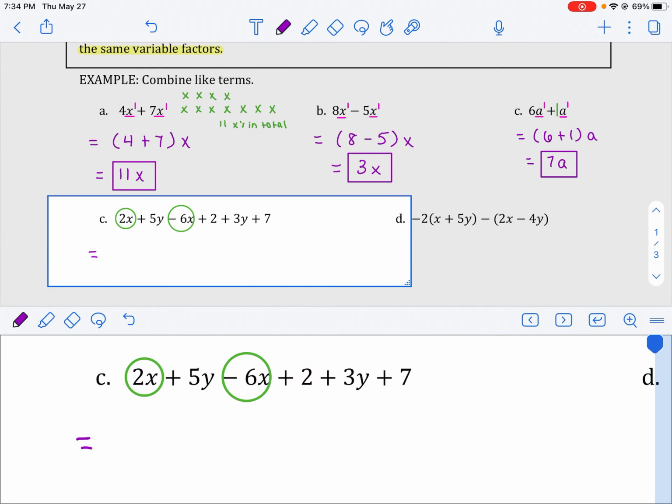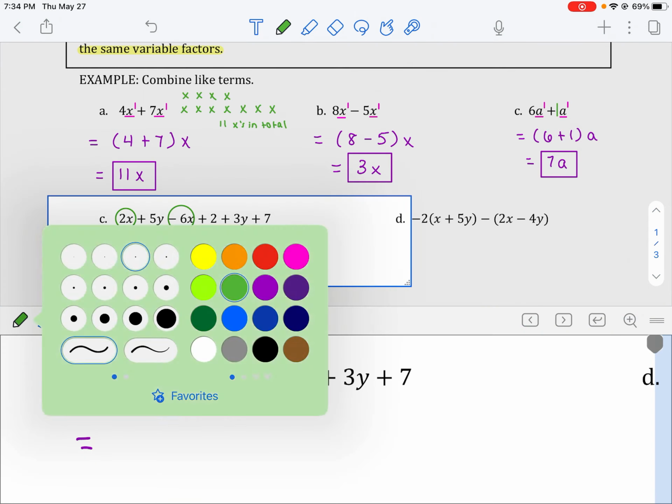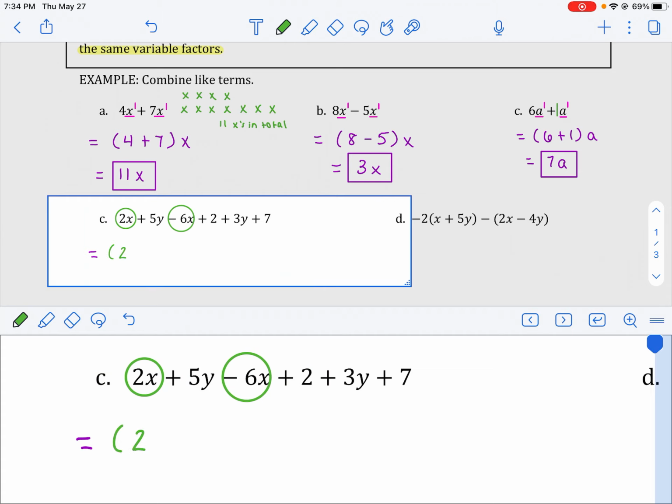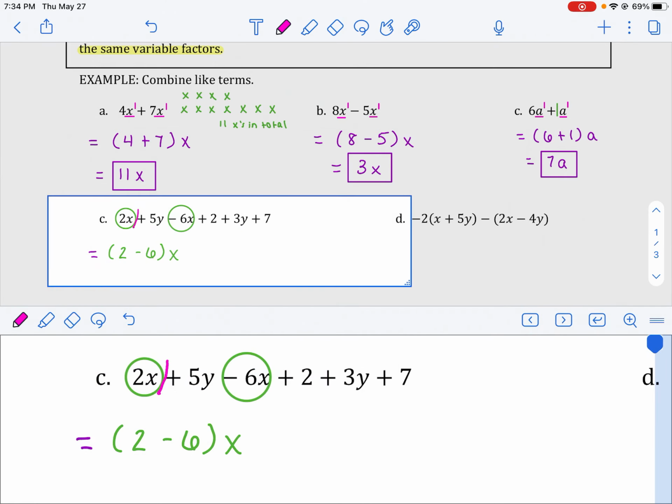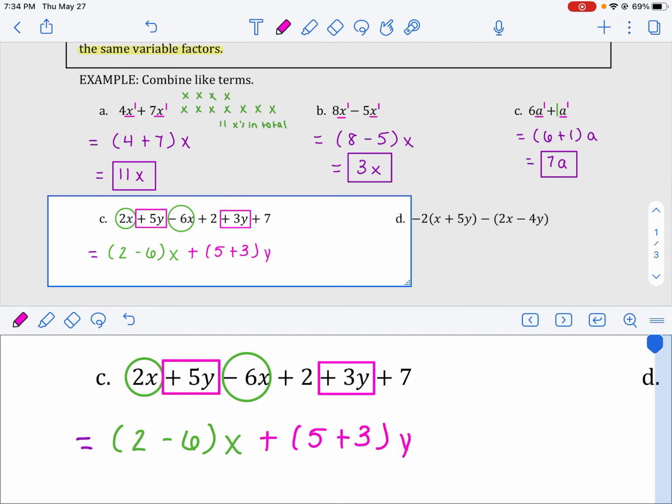I'll be able to put those together. And so I'm going to go ahead and start keeping track of them below. So the coefficients are 2 and a minus 6 with an x on the outside. Next, we've got y's that can be combined. I've got 5y and I've got a 3y. So down here, we're going to take their coefficients, the 5 and the 3, and put them together with a y on the outside.